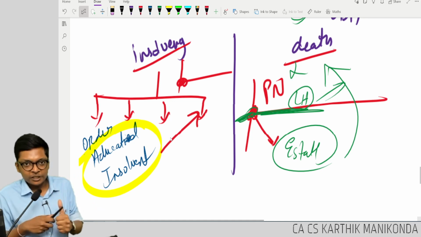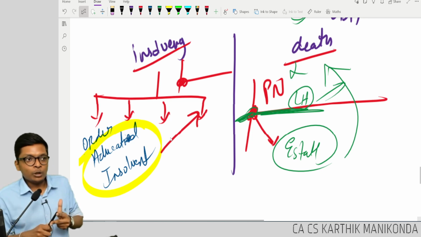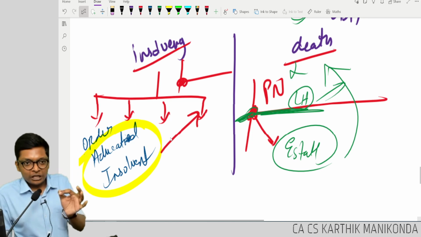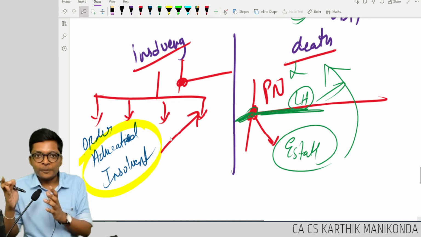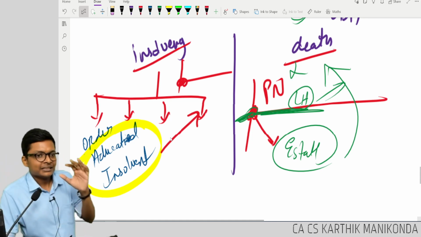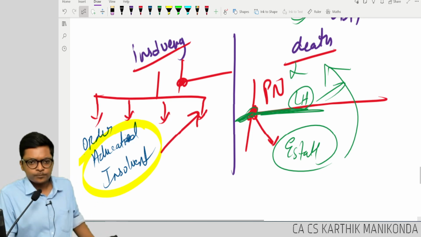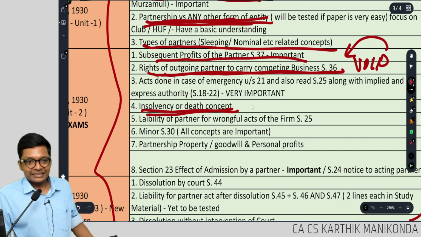In partnership, I will leave only after the order of adjudication comes. In LLP, I don't have to wait for an order. The minute you file an application for insolvency, you will leave. Are you following? In LLP, you become a former partner the minute you file the application for insolvency. Here, there has to be an order adjudicating you as insolvent. Clear? Next, that is insolvency or death.